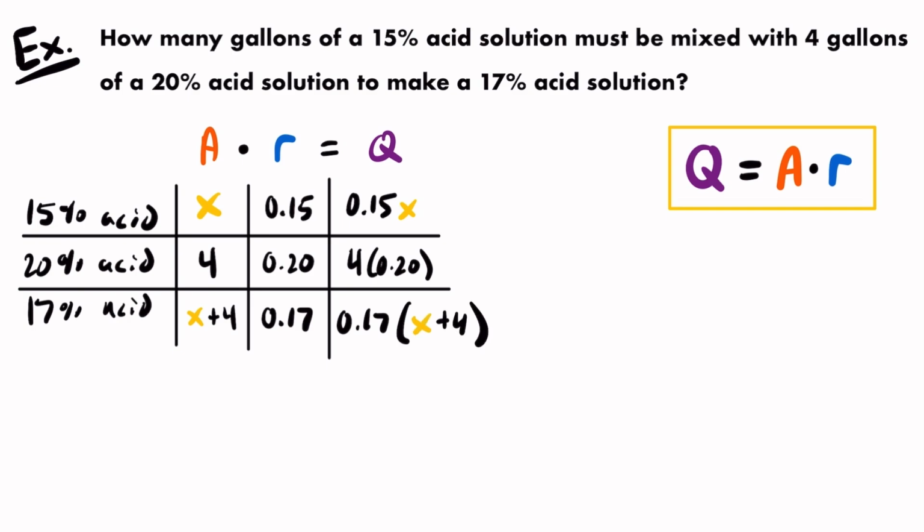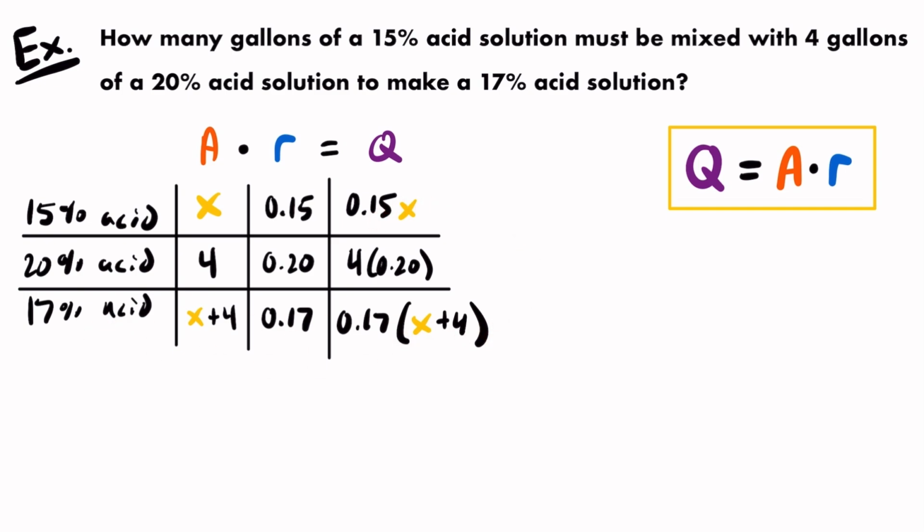Okay, so now we have filled out the chart. Our chart is completed, and so now what, right? Why did we build this chart? What is the point of that? Well, here's what we can now do. Remember that these two solutions, the 15% acid and the 20% acid solutions, are being combined to make the 17% acid solution. So what that means is that the two quantities of acid in those two solutions, when combined, should be equal to the quantity of the acid in this solution.